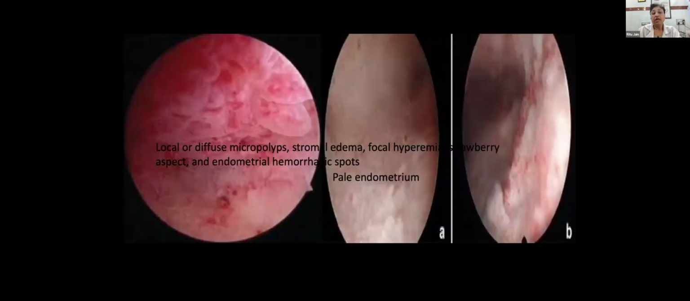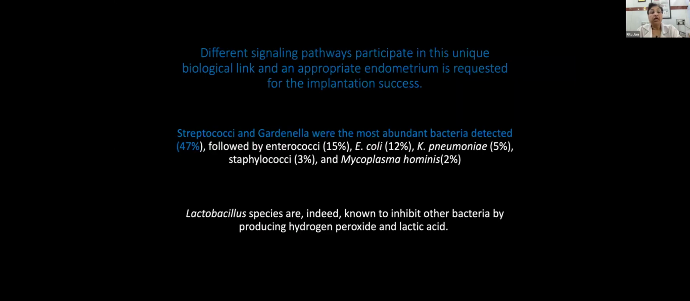After one IVF failure, it is worthwhile to do a hysteroscopy to look for chronic endometritis, as this has also been suggested as an investigation to be considered. Local or diffuse micropolyps, stromal edema, hyperemia, pale endometrium or strawberry look aspect, hemorrhagic spots, they all are suggestive of chronic endometritis and need a complete treatment. It is the streptococci and Gardnerella which are more prevalent.